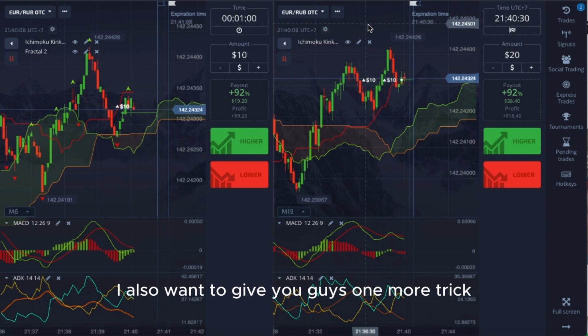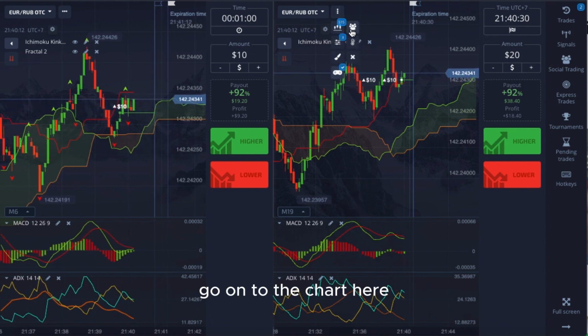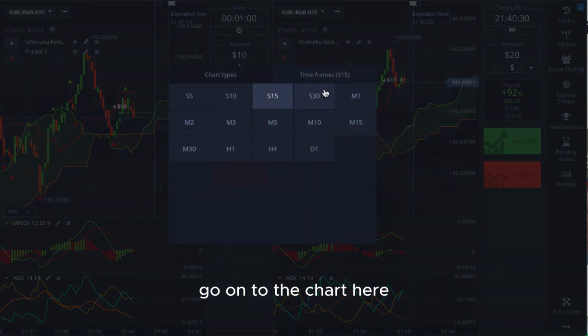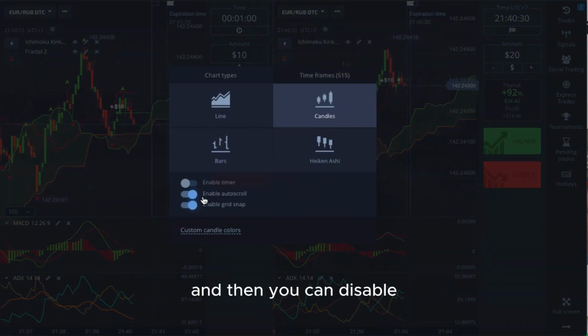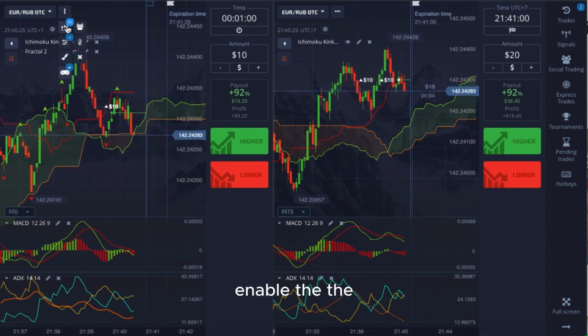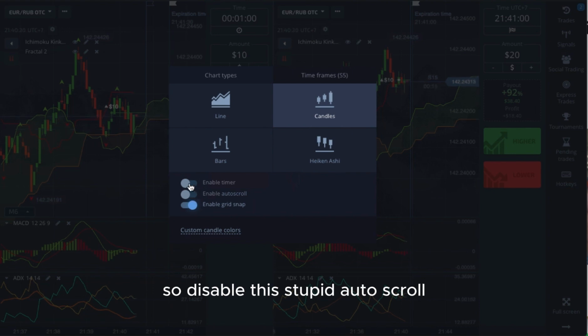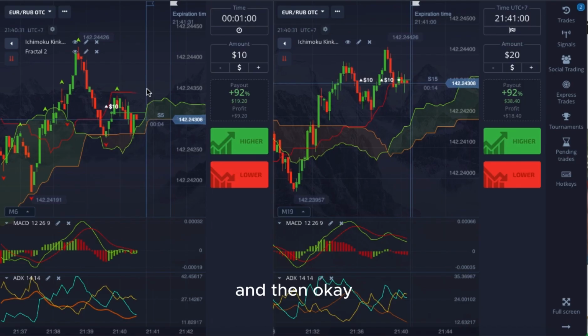I also want to give you guys one more trick on the charts that you're looking at. Go on to the chart here, and then you can disable auto scroll, and enable the timer. So disable auto scroll, enable the timer. This will help you. Disable this annoying auto scroll, and here we are.